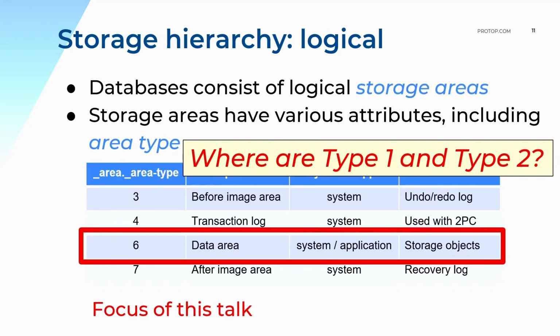But what about type 1 and type 2? Why aren't they in this table? Well, I guess because naming things is hard. Those aren't actually area types, and we'll get into that.